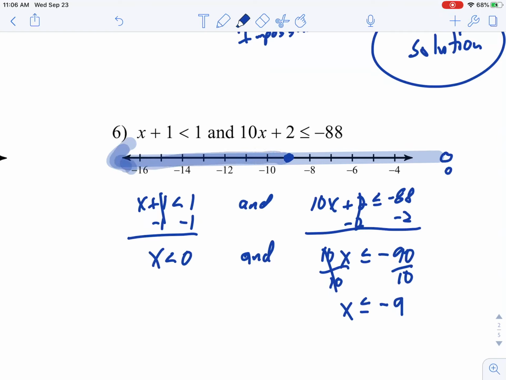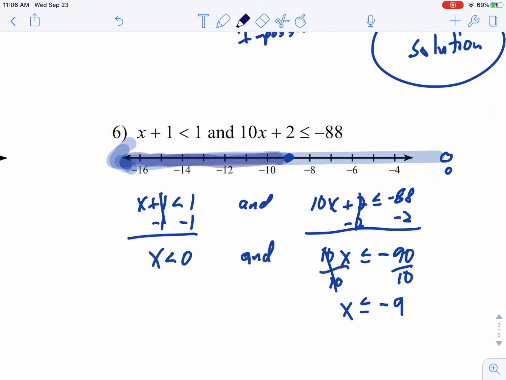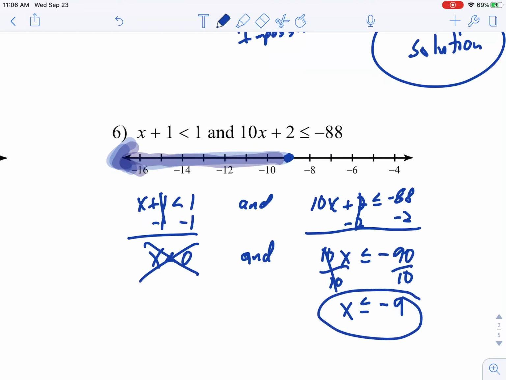So this is a case where we have the overlapping arrows. Which one is the shorter or the smaller arrow? As far as what you see on your paper, it would be this one right here. So erase the other one, which means that part of the solution was extra, is just this. X is less than or equal to negative 9. So the only numbers that are less than or equal to negative 9 and less than 0 are these numbers.